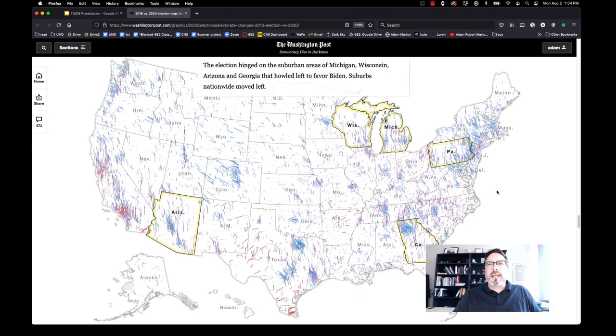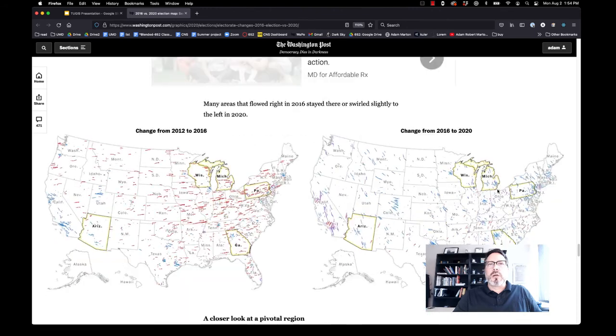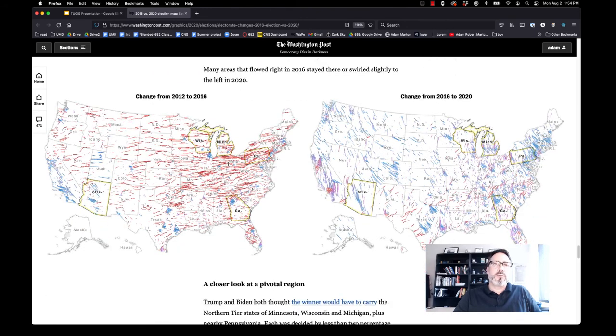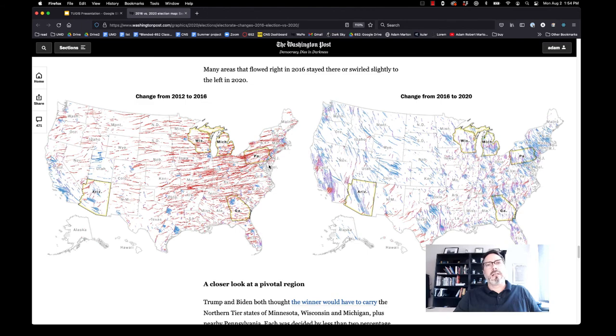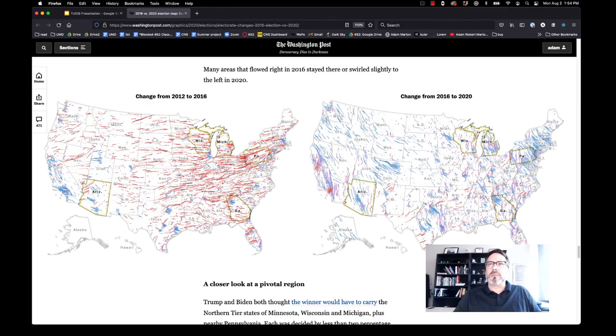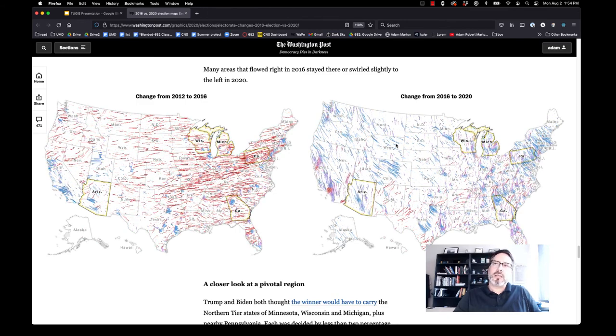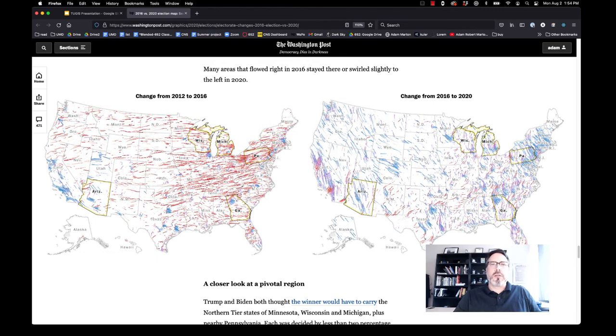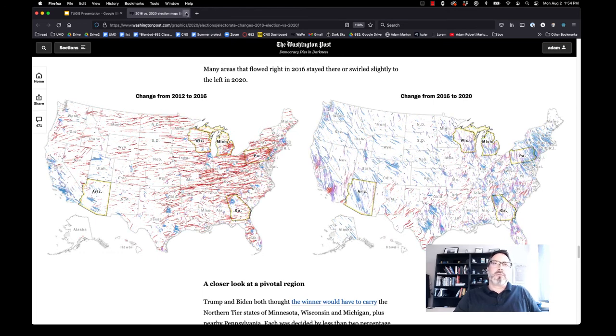some of this animation being used to show changes between the 2012 and 2016 election, where a lot of areas sort of moved to the right. And here we see change from 2016 to 2020. We see some areas going more to the left. I think just really, really beautifully done maps here.